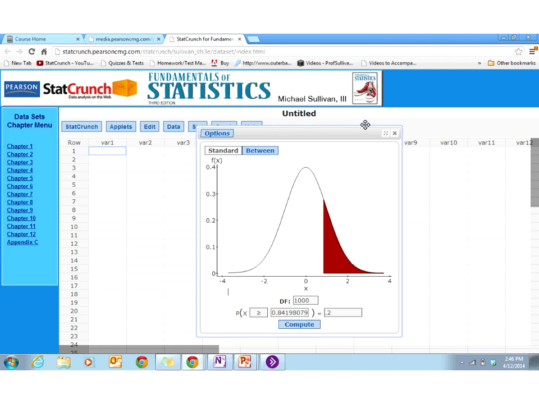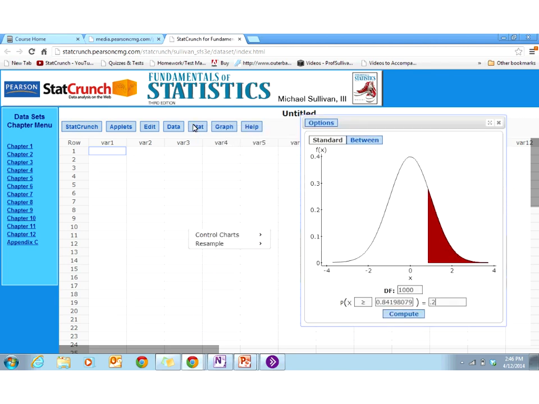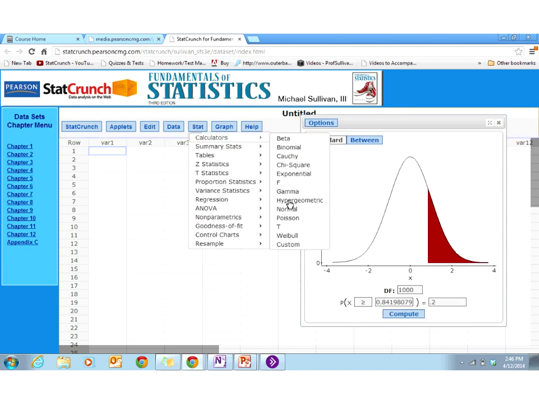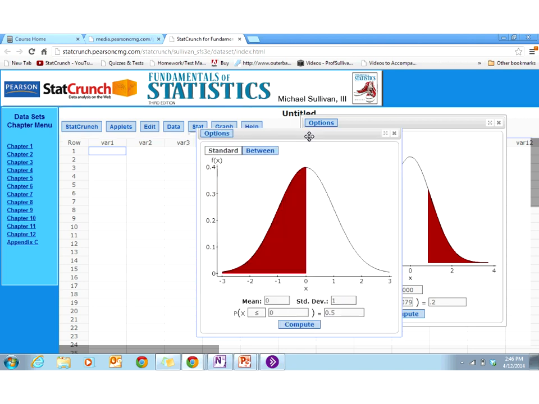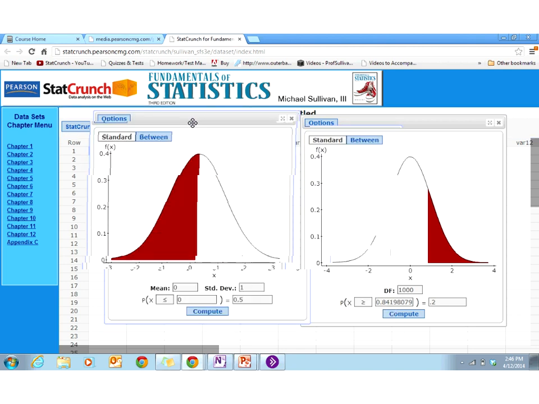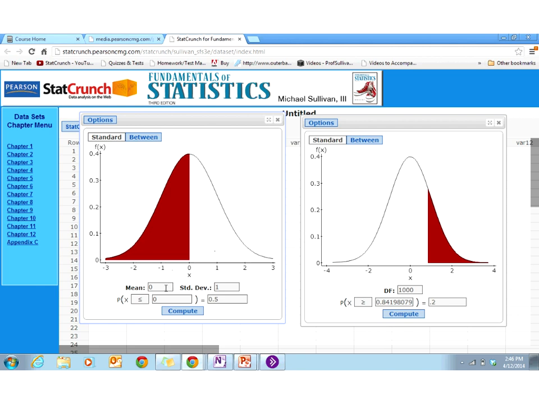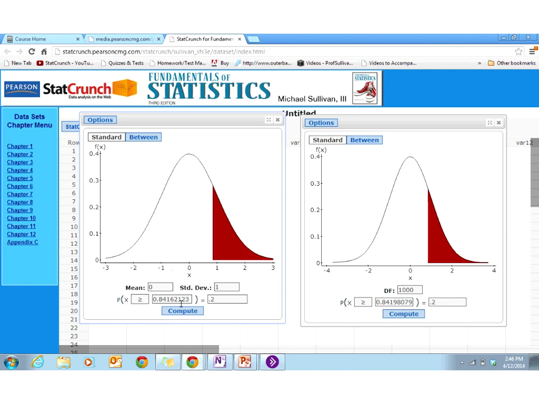0.8419. Now, I just want to show you, if I went back to my normal calculator, they don't let me have both up. This is the normal on the left. This is this one on the right. Mean is 0. I want to do x is greater than or equal to, I got to put that in, 0.2, 0.8416, and look at this, 0.8419.